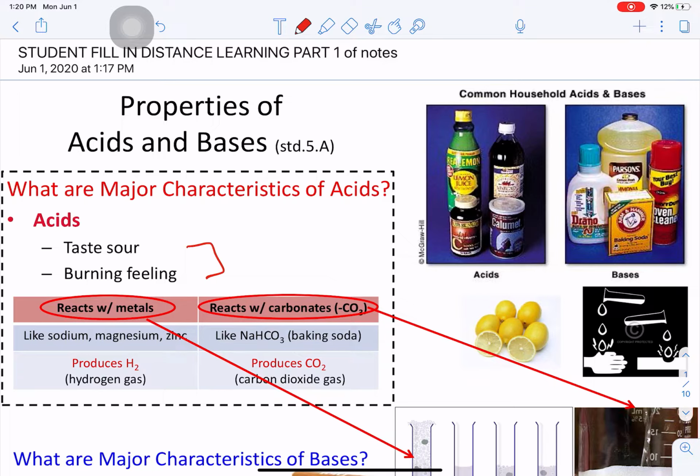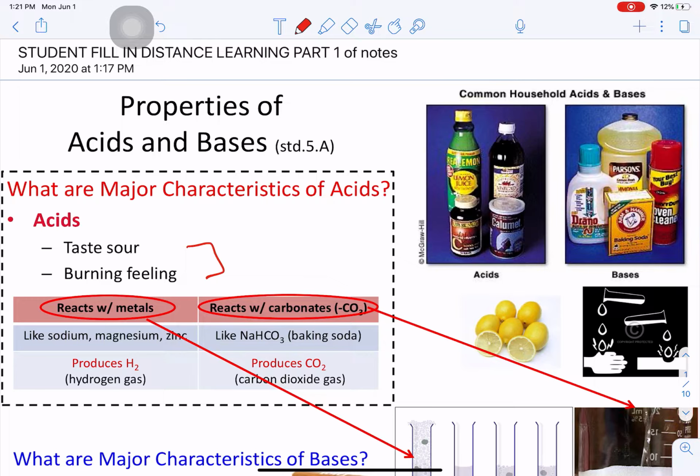So let's get started. What are some major characteristics of acids? Well, let's think about lemons. Lemons have citric acid. And what happens when lemon sometimes gets in your fingernails, or let's say you have a cut of some sort and some lemon juice gets in there, it tends to burn. Okay, so they have a burning feeling. And what about taste-wise? Well, they taste sour.